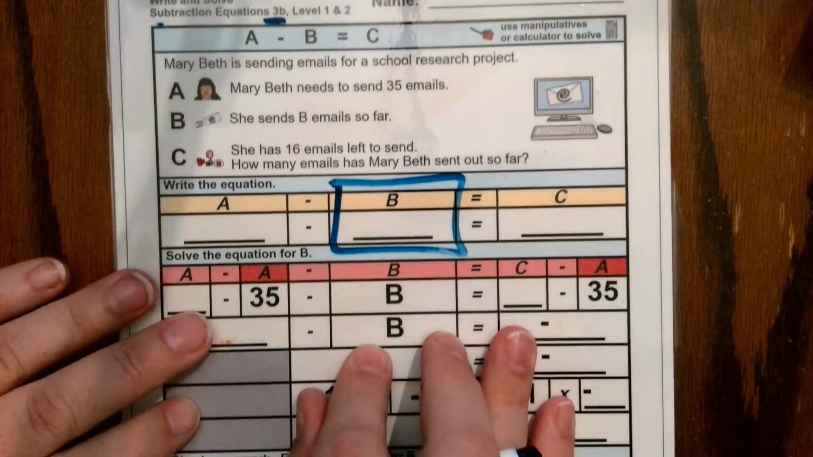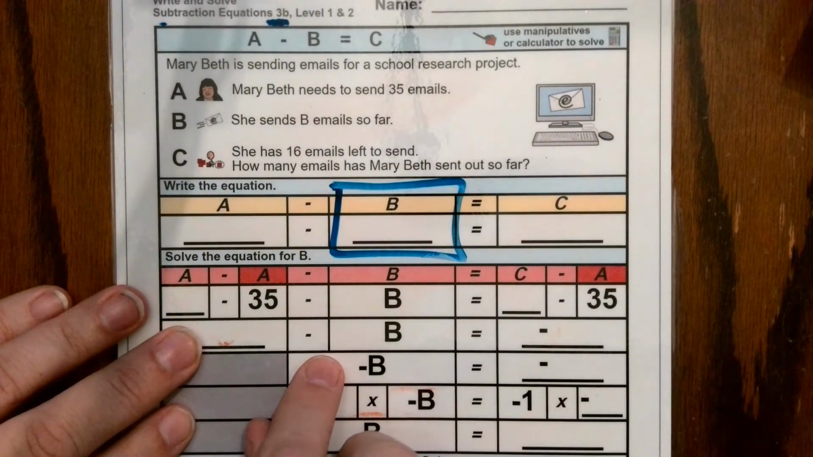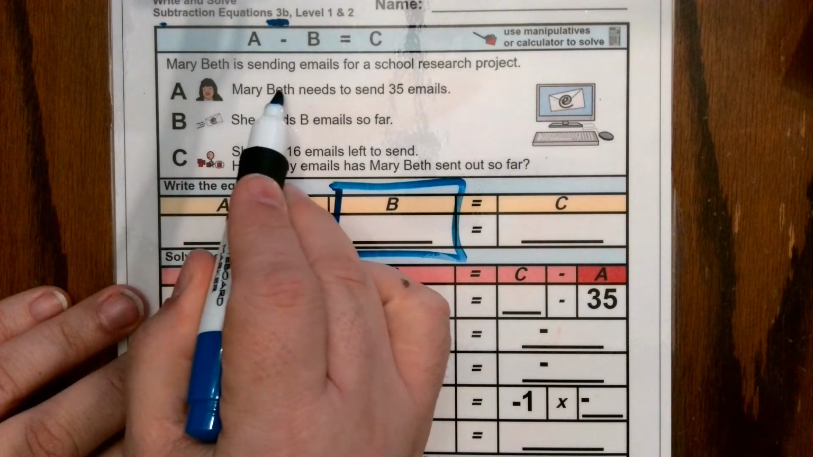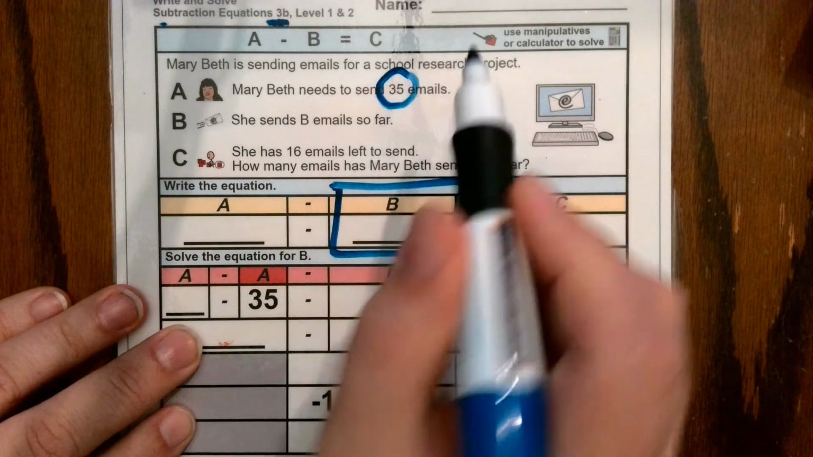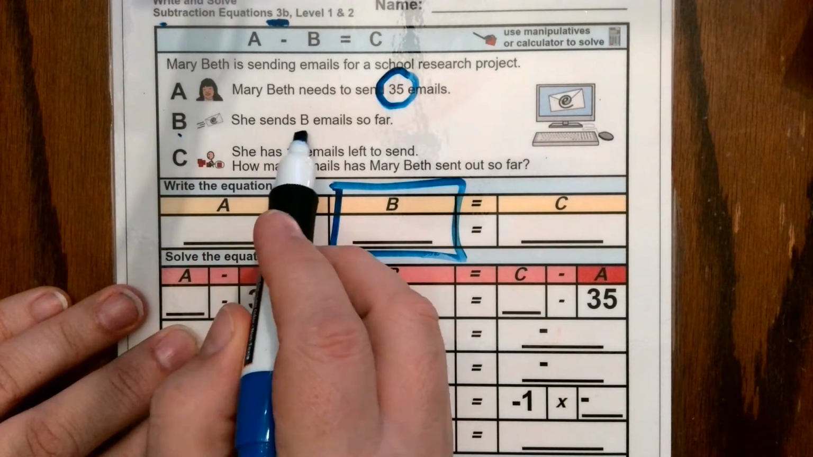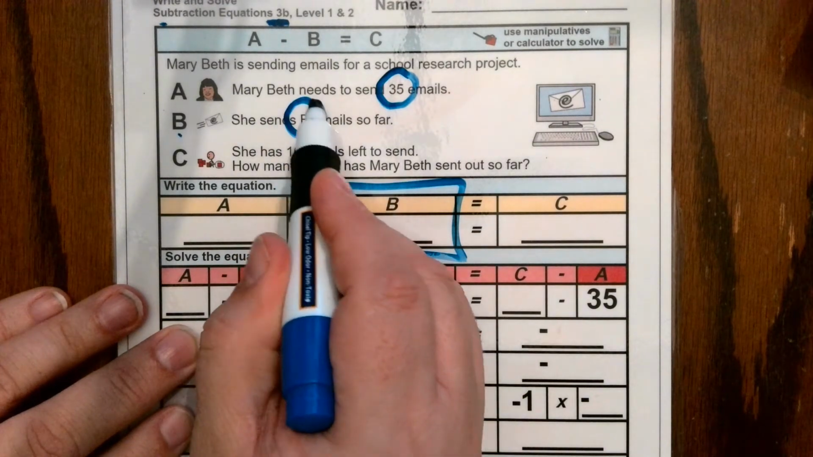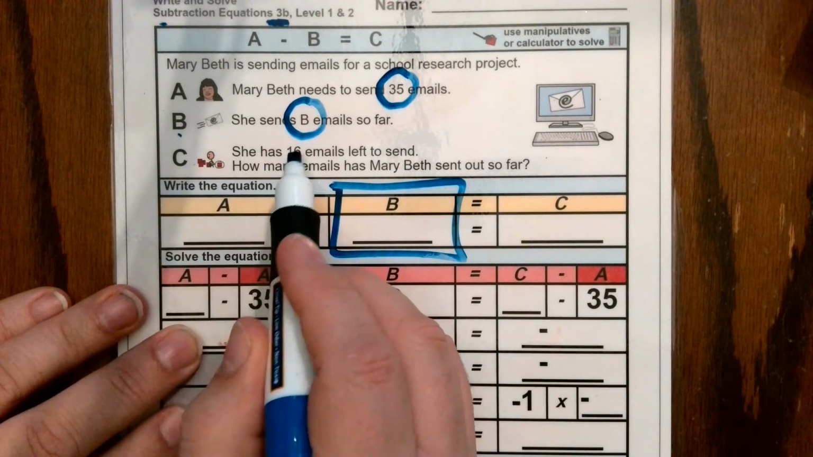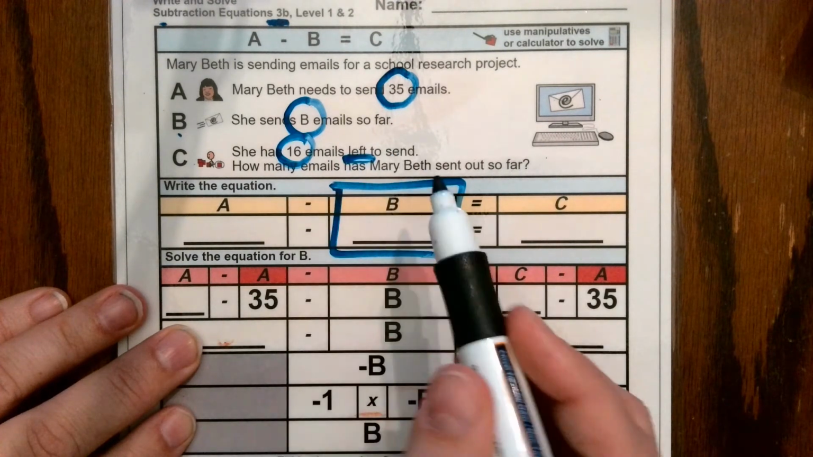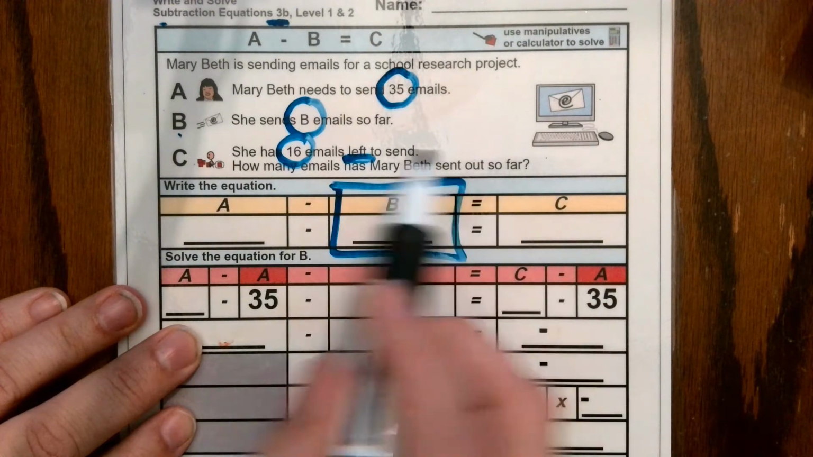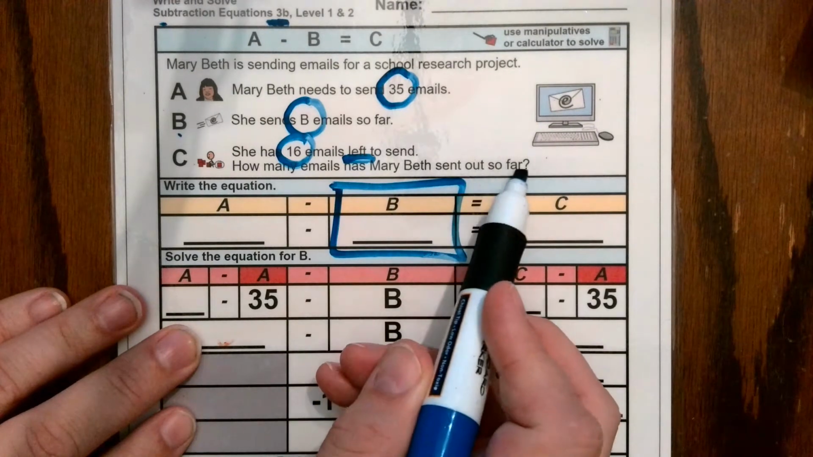But let's go ahead and read the story and fill in what we know for our equation. A. Mary Beth needs to send 35 emails. We circle 35. B. She sends B emails so far. Circle B. C. She has 16 emails left to send. Here's our question. How many emails has Mary Beth sent out so far?